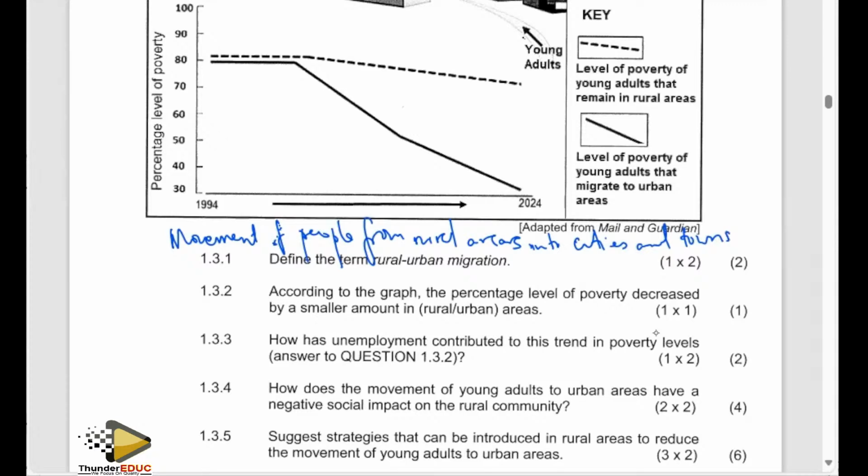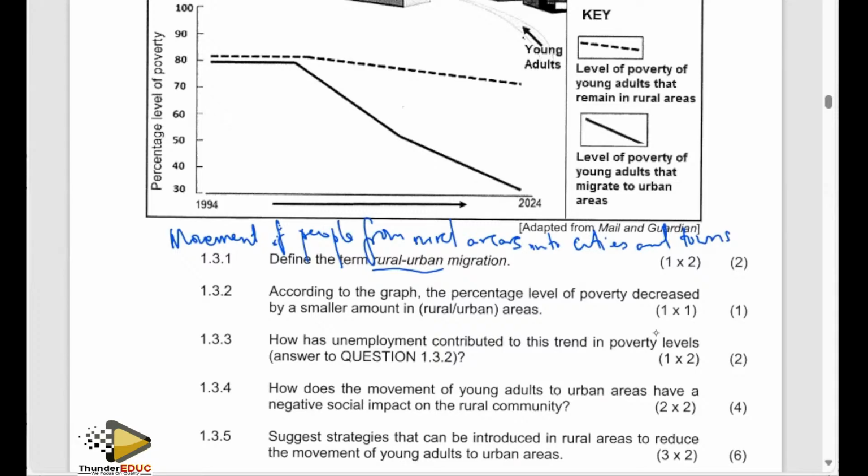The geographical concept, you can define it in whatever your geographical understanding, but as long as you're addressing the effect of movement and also the direction of movement, that the movement is coming from the rural going to an urban. Right. According to the graph, the percentage level of poverty decreased by a smaller amount in which areas? Is it in rural areas or in urban areas? The percentage level of poverty decreased by a smaller amount.